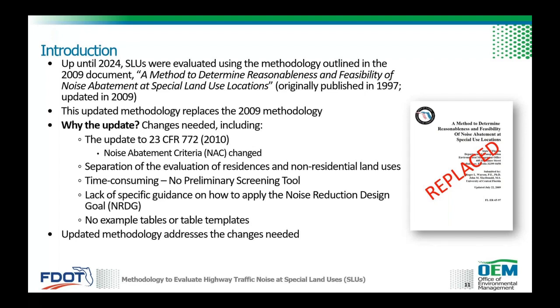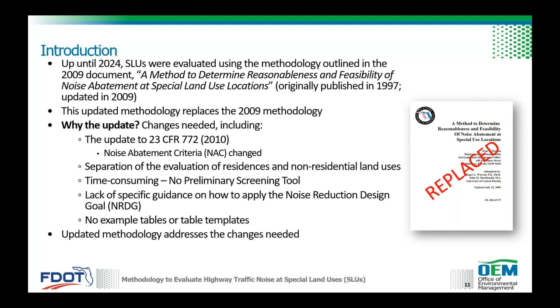There was also a lack of guidance on how to address the application of the noise reduction design goal, which is an acoustic requirement for abatement to be recommended. The 2009 guidance document didn't provide guidance on how to specifically apply that 7 decibel reduction. And finally, there were no example tables or table templates. So as a result, noise reports were inconsistently presenting various information about the noise barrier evaluations associated with those special land uses.